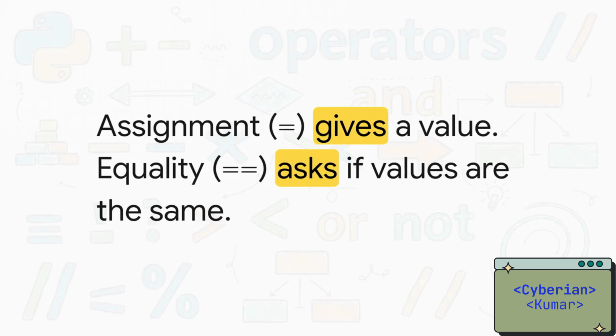Now, this is absolutely crucial because it gets everybody when they're starting out. A single equal sign is a command. It's an assignment. It says make this variable equal to 10. But a double equal sign? That's a question. It asks, are these two things equal? One's a command, one's a question. That difference is a total game changer.